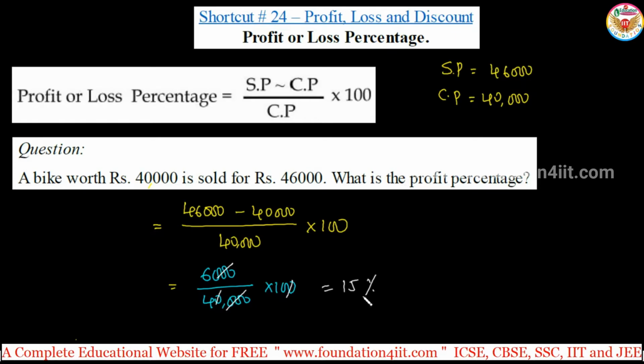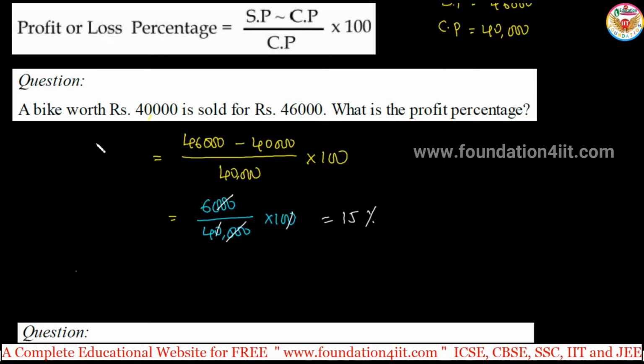So profit percentage is 15 and profit is 6,000. Okay, profit is selling price minus cost price. So to find out, you can apply this direct formula. Okay, and let's see one more question.